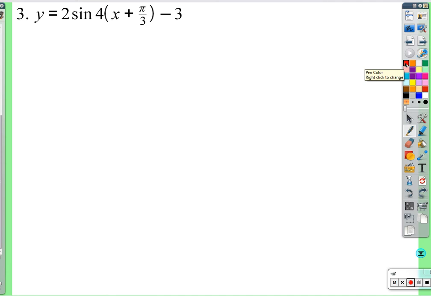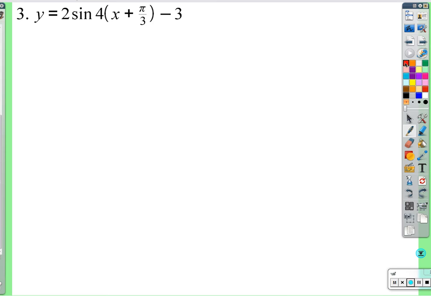What things are going to change? Just list them off. What's going to happen to this graph? Amplitude, period, vertical shift, horizontal shift. All those things are going to change. The last thing that I'd recommend that always be the last thing. Does anybody remember? Horizontal shift. Just leave it to the end. Do everything else. Do the horizontal shift at the end.